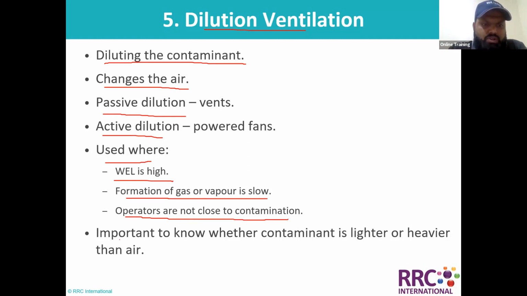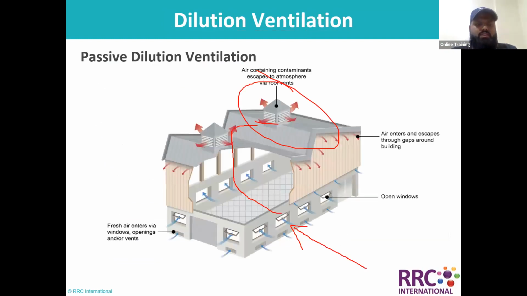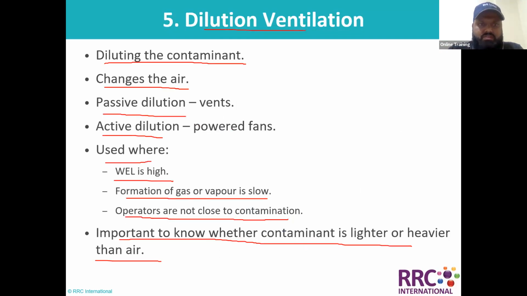Okay, and it is important to know whether the contaminant is lighter or heavier than air. If contaminants are heavier than air, then passive dilution would not work. Then we have to apply some kind of fans, and we go with positive ventilation or negative ventilation, whatever you do: you create a vacuum or you push the air inside. In those ways, we are basically diluting the area, and this is what we call dilution ventilation. If there is any question on dilution ventilation, please let me know.